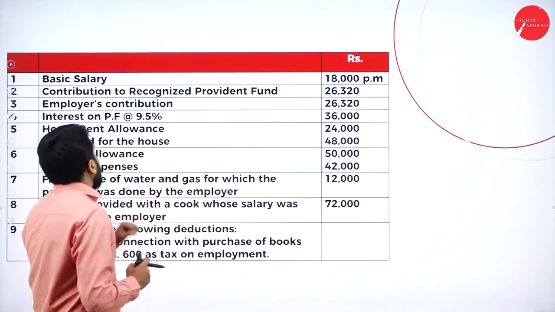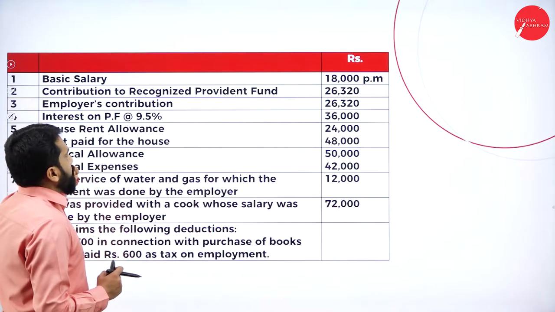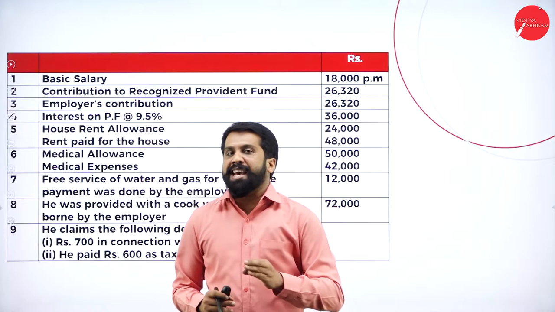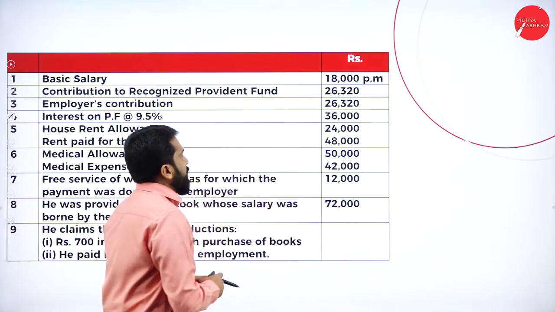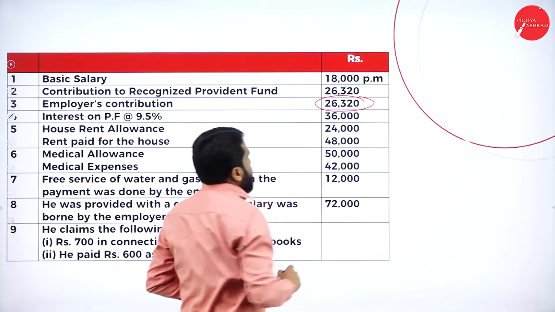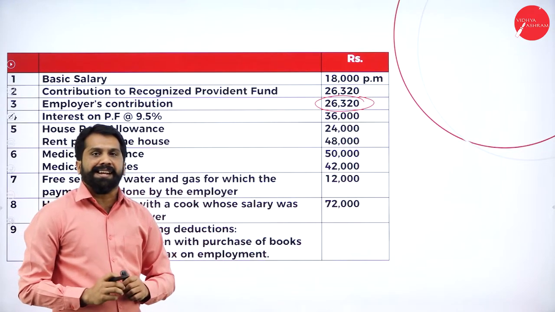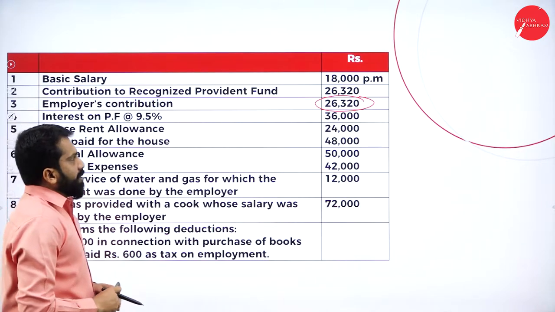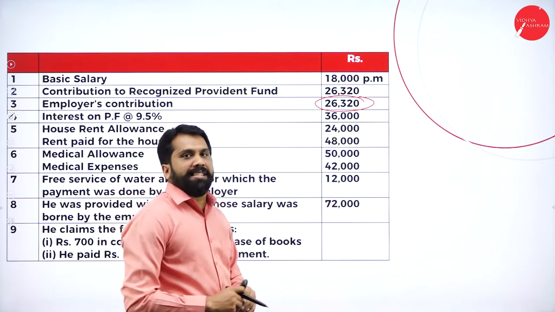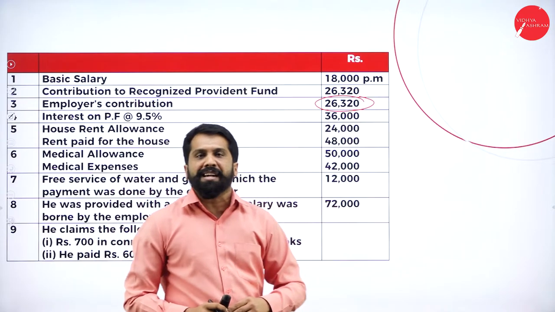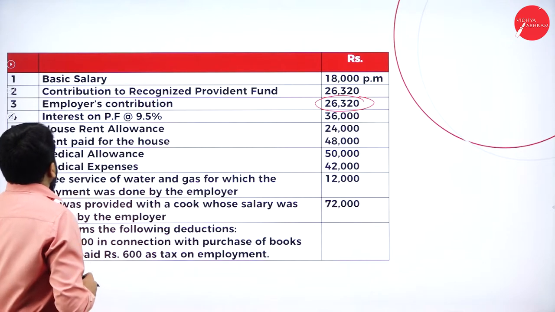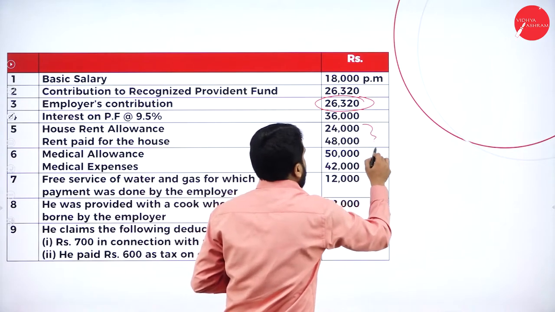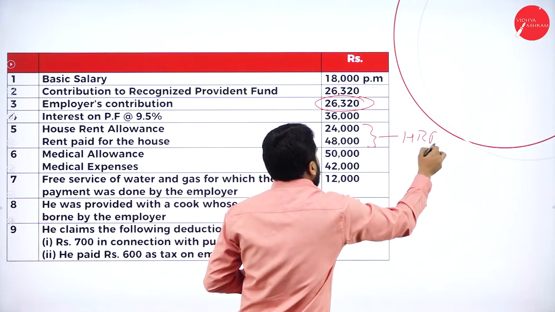In this, the employee's contribution to recognized provident fund we will not consider. The contribution made by employer, we will consider. In this, he has contributed 26,310. Next, interest on PF. As I told you, up to 9.5% it is exempt. Above 9.5%, it will be taxable. Then house rent allowance. House rent allowance and rent paid are given. This is for HRA calculation.